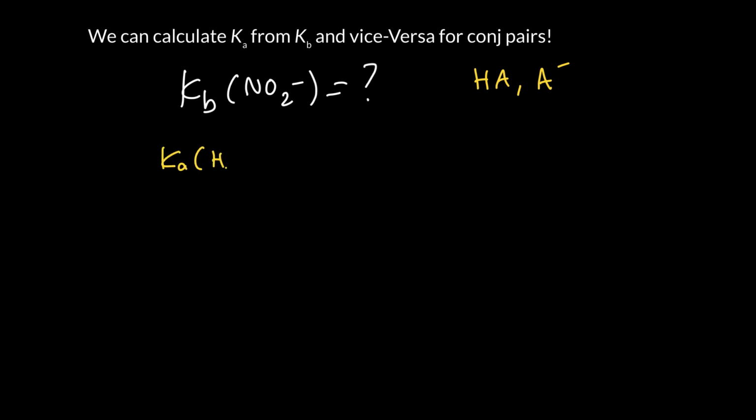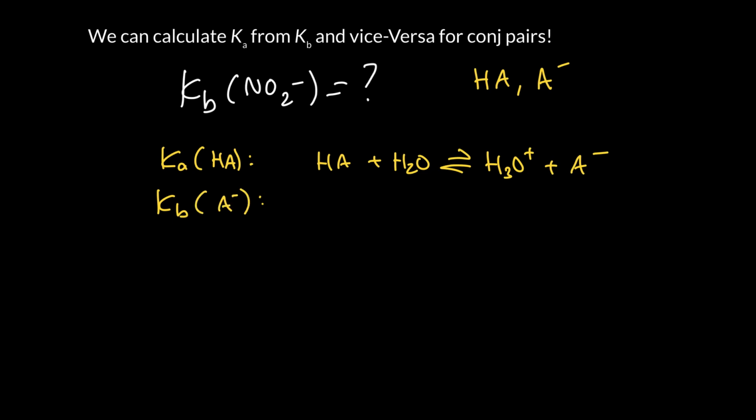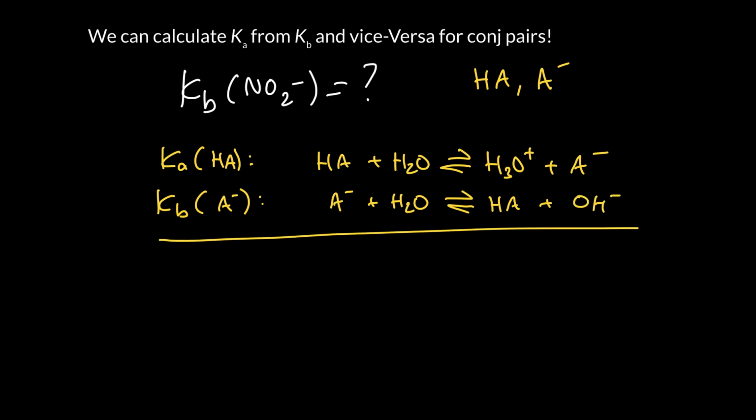Ka for my weak acid is the reaction where HA reacts with water and forms the hydronium ion and the counter ion A minus. And Kb for that weak base, the conjugate base, is the reaction where A minus reacts with water and takes a proton from water and, in this case, reforms that weak acid and forms the OH minus ion. Remember, with these equilibrium reactions we can sum them together, and if we sum them together, we multiply the equilibrium constants. So Ka for the acid times Kb for the conjugate base is the new equilibrium constant.